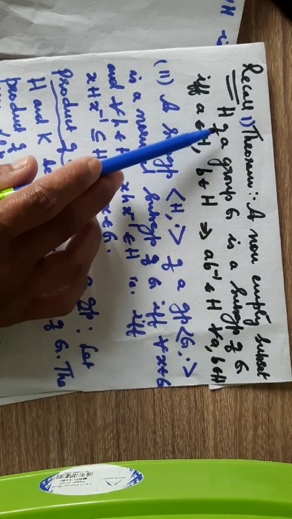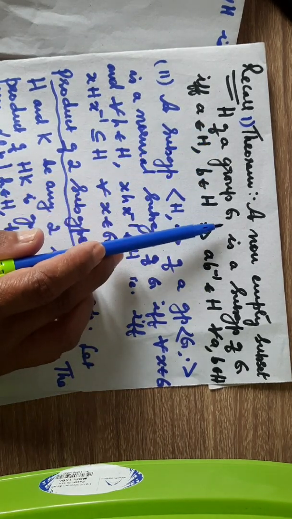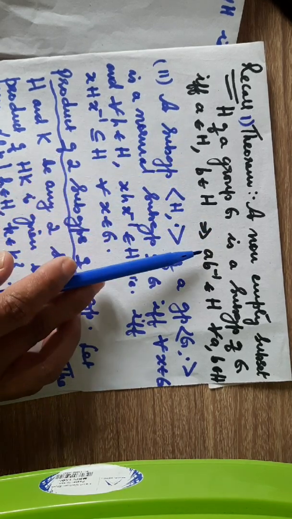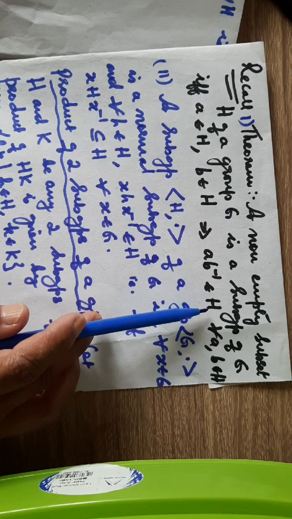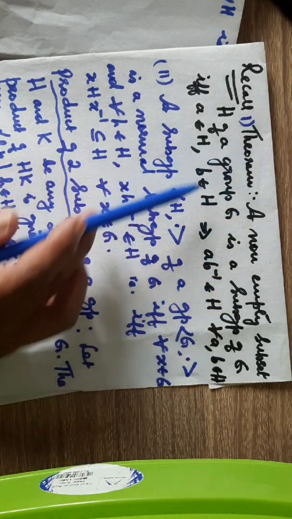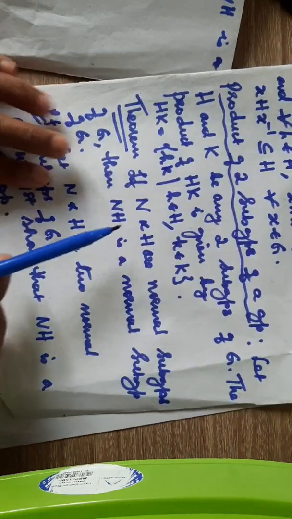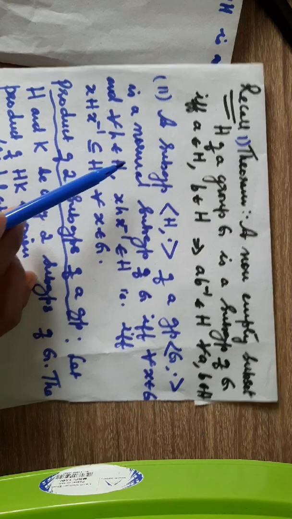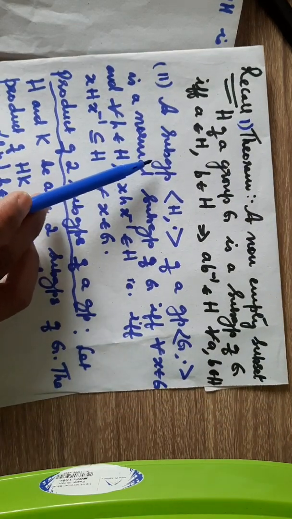So in order to show that H is a subgroup of G, you just need to check by taking arbitrary elements a and b in H and show that ab inverse still belongs to H, then we can conclude that H is a subgroup. So I'll use this theorem in proving this theorem on normal subgroups. And then let me just recall again the definition of normal subgroup.